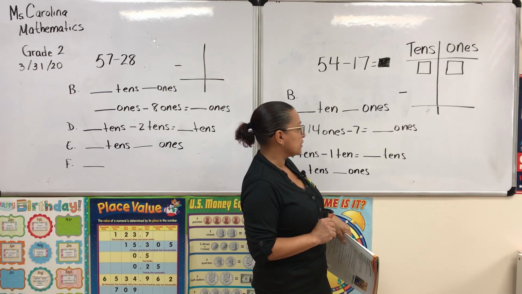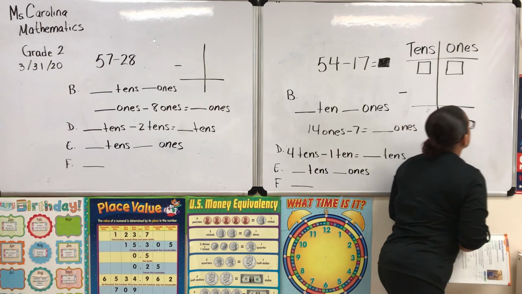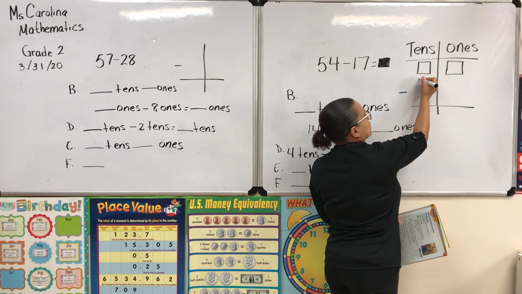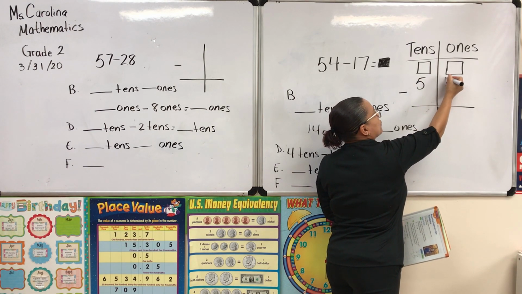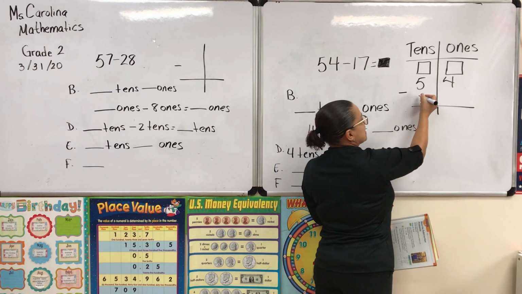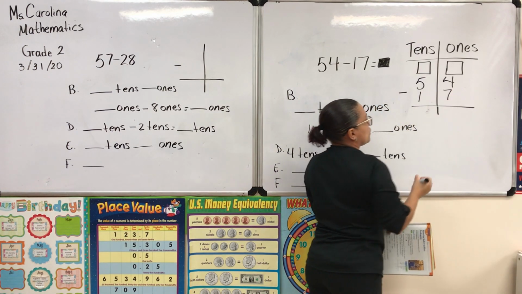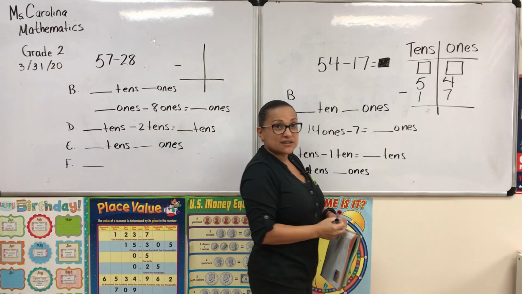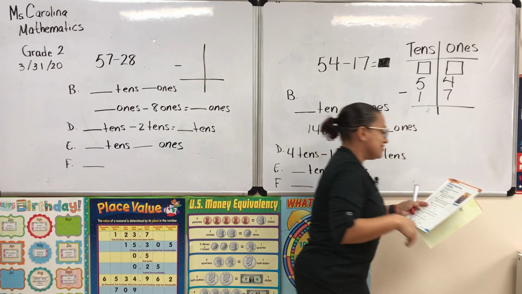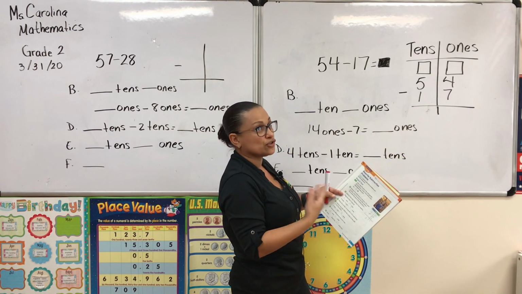So 54, we're going to do 54. Our 50 goes into our tens and our 4 goes into our ones. And then 17, we're going to be doing the same thing. 10 is in the tens and 7 into your ones. That's the first thing that they want you to do. Okay? So that's what A is telling you, to rewrite the subtraction in the chart.